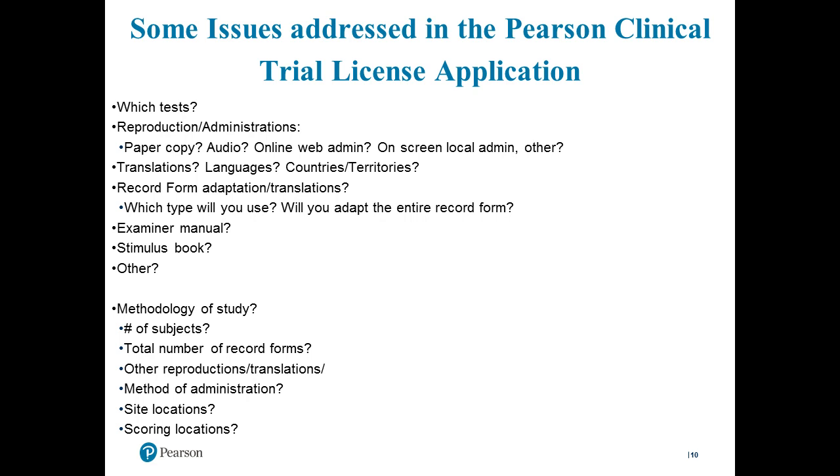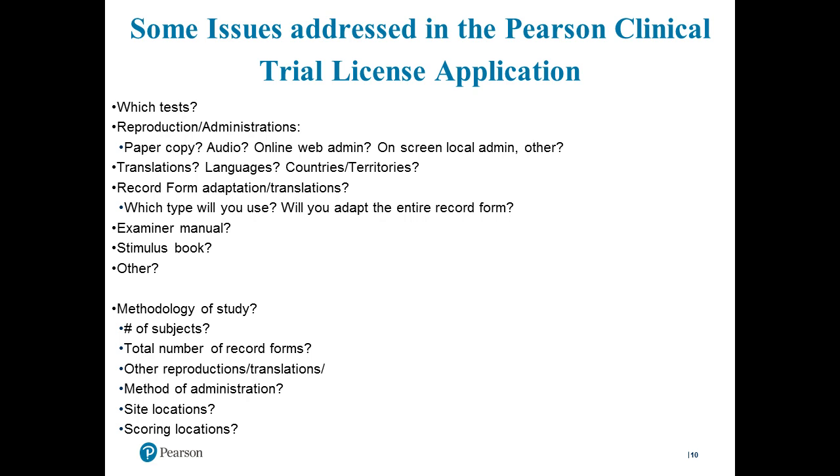Some of the elements that you're going to need to have details hammered out before you submit this trial license application is which tests are you going to use, and often that means which subtests, because many clinical trials do not use an entire test, they just use subtests. How are you going to reproduce the test? Will it be paper copies? Do you need audio? Will it be online, screen administration? Then we also will need to know how many languages and which languages, which countries, which territories.